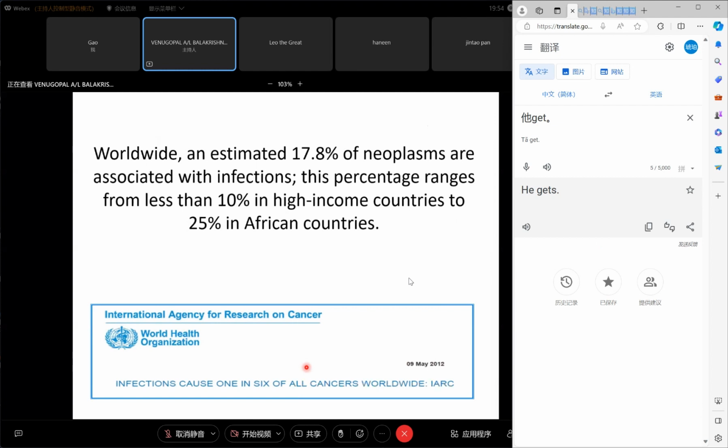If you look at now, worldwide an estimated 17.8% of neoplasms are associated with infection. This percentage ranges from less than 10% in high income countries to 25% in African countries. The International Agency for Research on Cancer, about a decade ago, decided that infection causes 1 in 6 of all cancers worldwide. So if you have 6 people having cancer, one of them might be caused by infection. That is quite high.